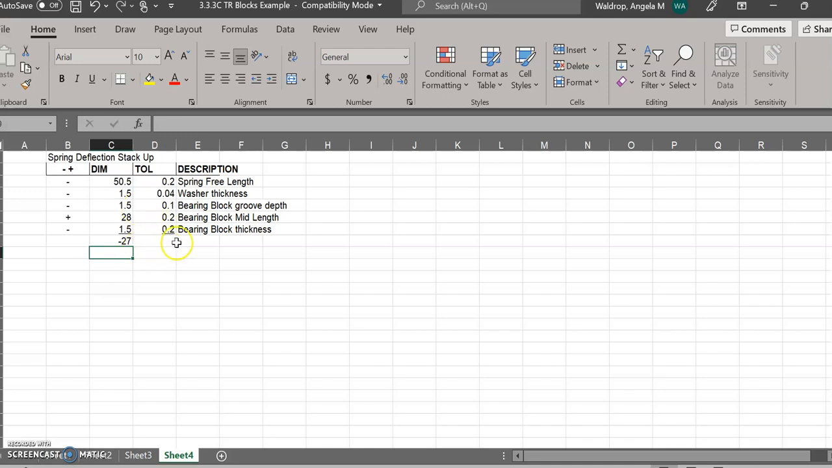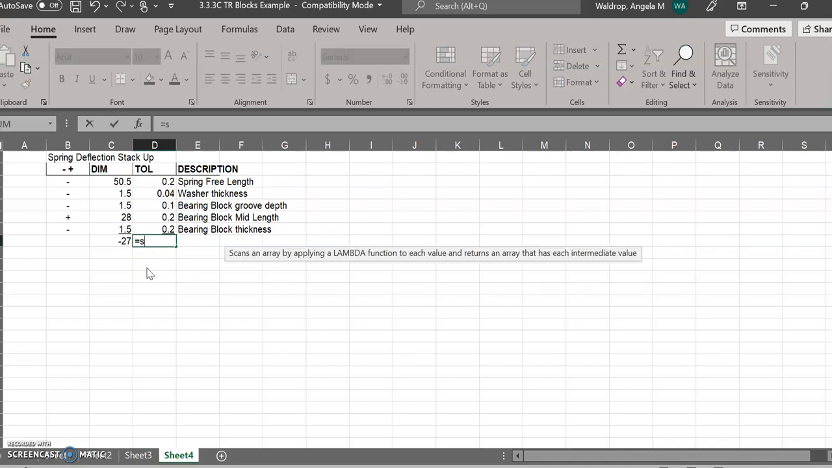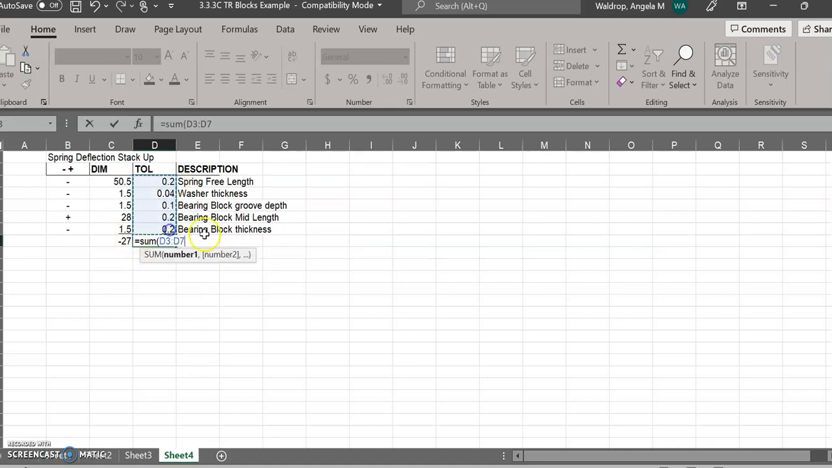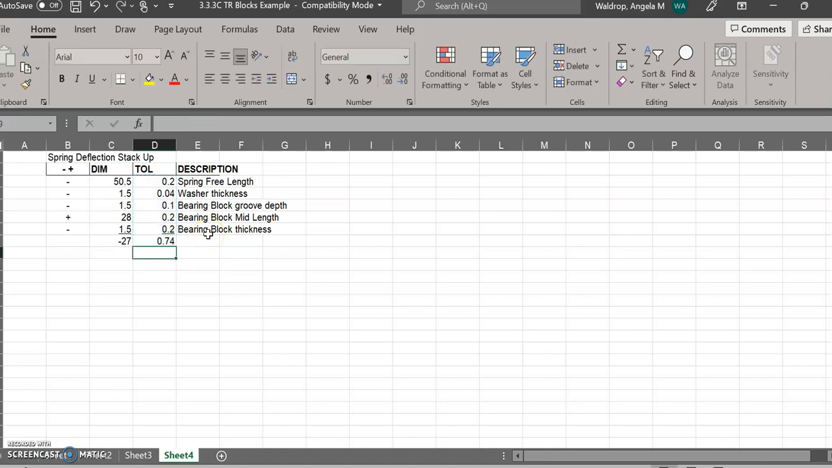Now, before I do anything, I'm not finished because I've got to account for all my tolerances. And we've got five dimensions in this, so we know that's not greater than 7, so we won't have to worry about a statistical. But let's go ahead and calculate our overall tolerance. And that's going to be equals, and then we're going to add them all together, so I'm just going to use the sum. I'm going to highlight all my numbers, close it, and there's my total. So I can say spring deflection for the bearing block.